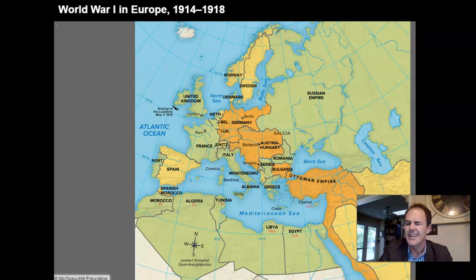Triple Alliance. Yeah, Triple Entente. It's French for the French. I think that's right. Oh, man, I'm a bit rusty. Anyway, Germany, Austria-Hungary, Ottoman Empire, in this darker orange, they're one side fighting against the United Kingdom, France, and look, the Russian Empire. Okay.